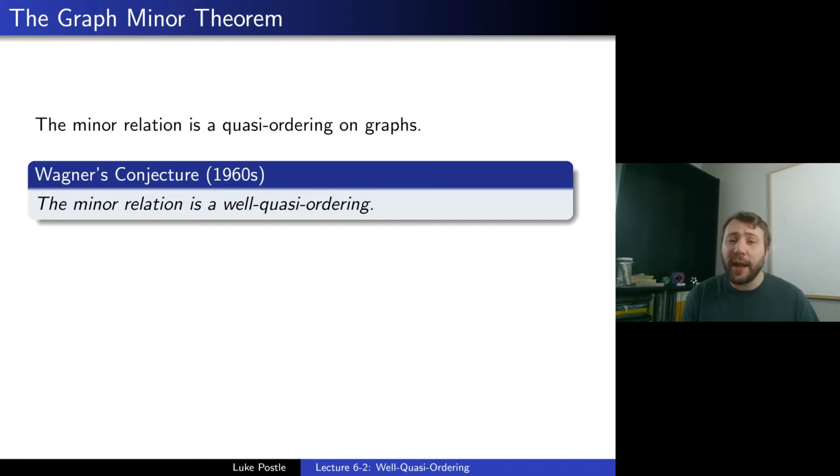But of course, for finite graphs you can't have a strictly decreasing infinite sequence, right? Because if you have a proper minor, it has to be smaller, and graphs only have a finite number of vertices, so there can only be finite such decreasing sequences. So really what Wagner's conjecture is saying is that there isn't an infinite antichain of graphs under the minor relation, that there isn't an infinite set of graphs which are pairwise not minors of each other.